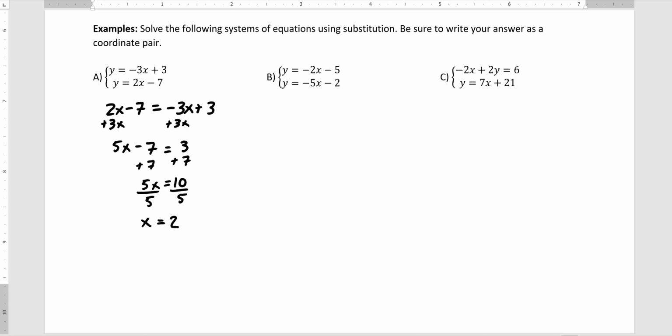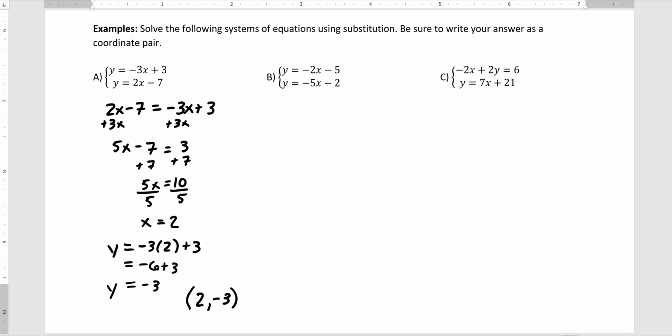Now that I know x is 2, I need to plug it in. Does it matter which equation I plug it into? No, I should get the same thing. So I'll say y equals negative 3 times 2 plus 3. So that's negative 6 plus 3. Negative 6 plus 3 is negative 3. So y equals negative 3. So I find x is 2, y is negative 3. That means my coordinate point would be 2 comma negative 3. There we go.